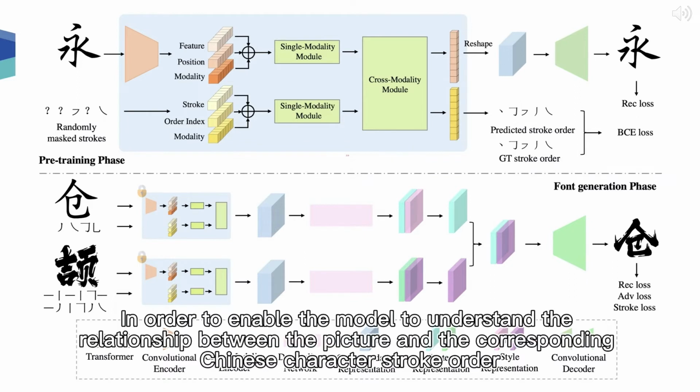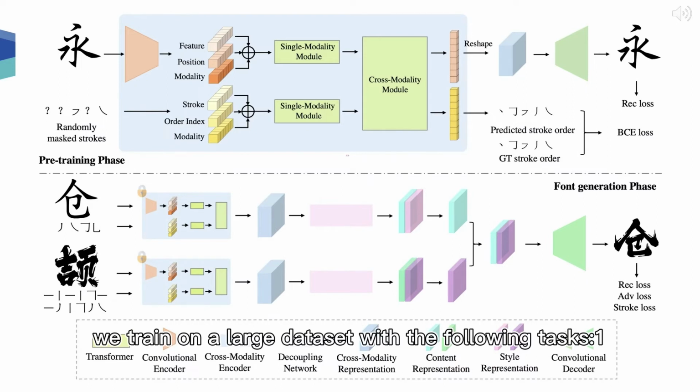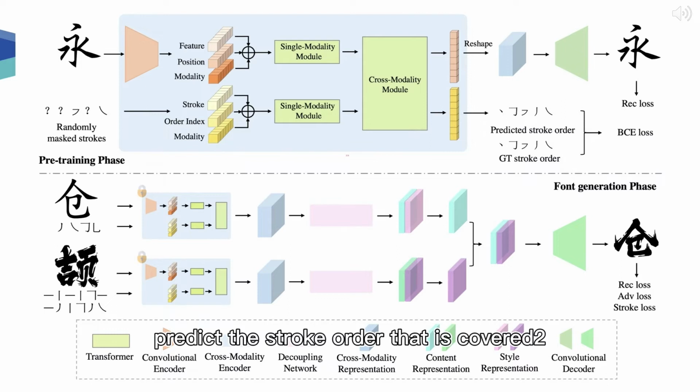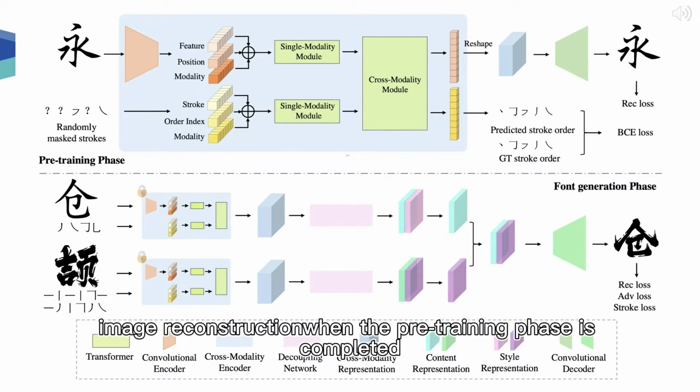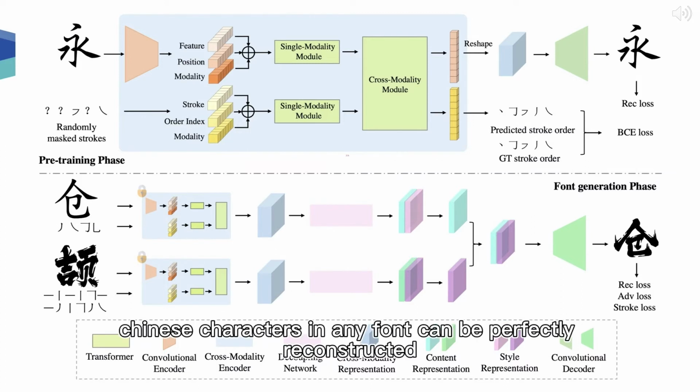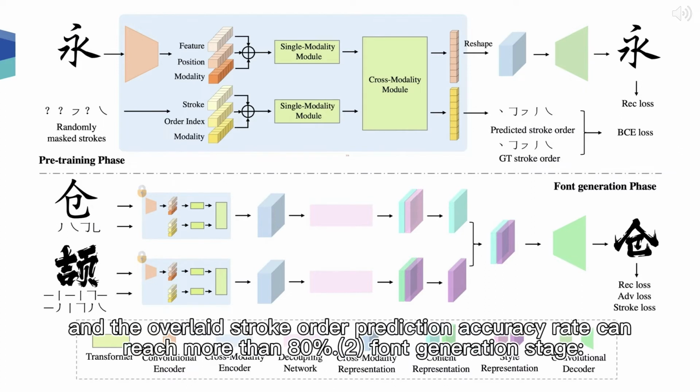In order to enable the model to understand the relationship between the pictures and corresponding Chinese character stroke order, we train on a large dataset with the following tasks. First, predict the stroke order that is covered. Second, image reconstruction. When the pre-training phase is completed, Chinese characters in any font can be perfectly reconstructed, and the overlaid stroke order prediction accuracy rate can reach more than 80%.